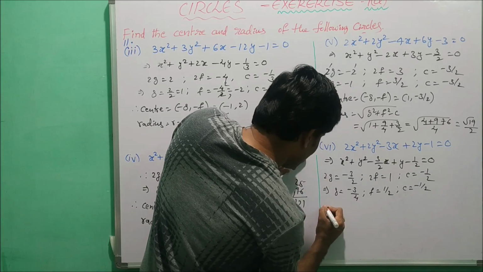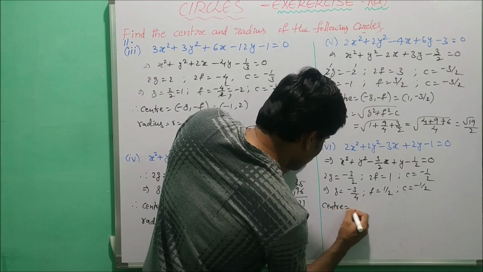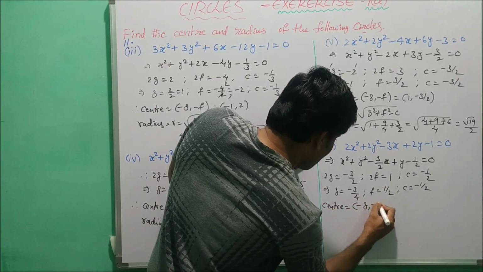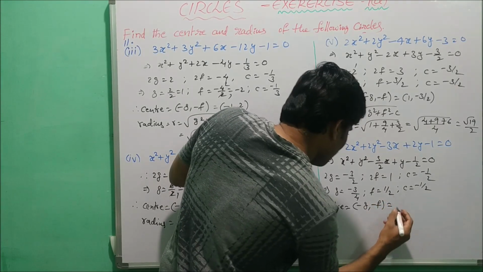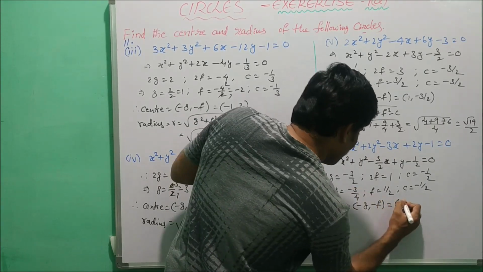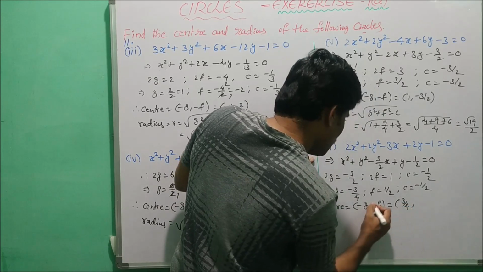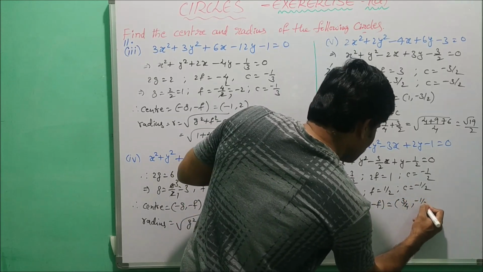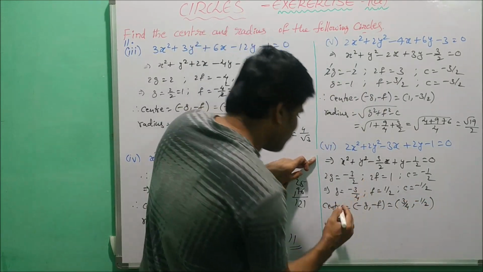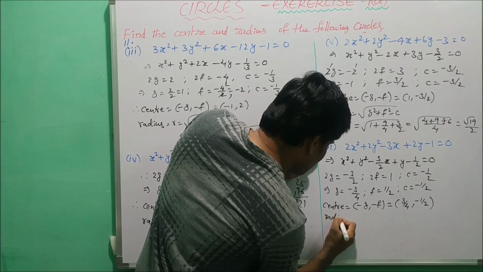Now we find the center. The formula of the center is the ordered pair (minus g, minus f). In this, minus of minus 3 by 4 is plus 3 by 4, and minus 1 by 2. So (3 by 4, minus 1 by 2) is the center, and we take the radius.